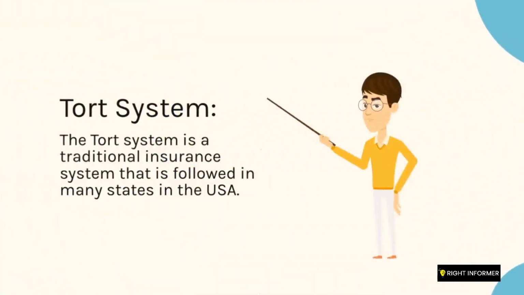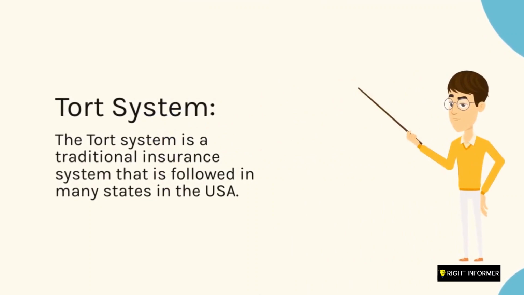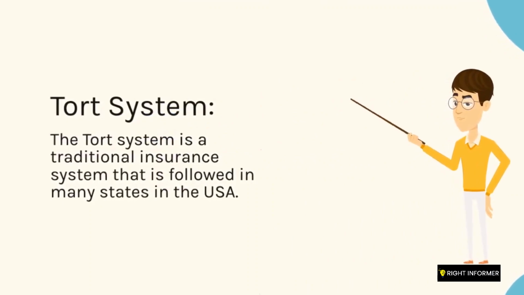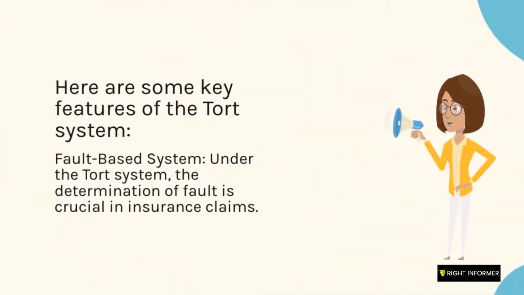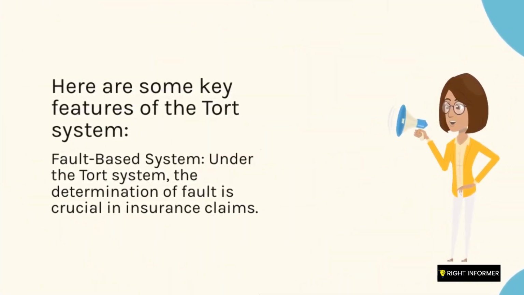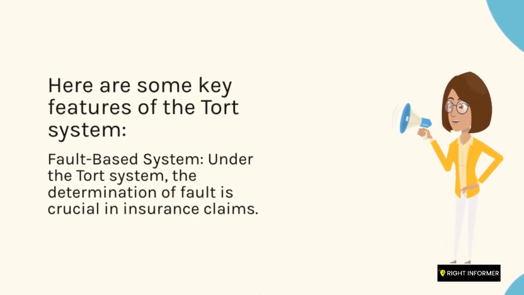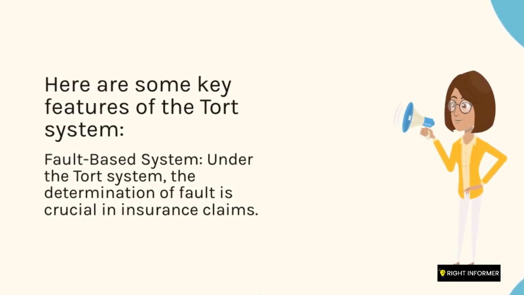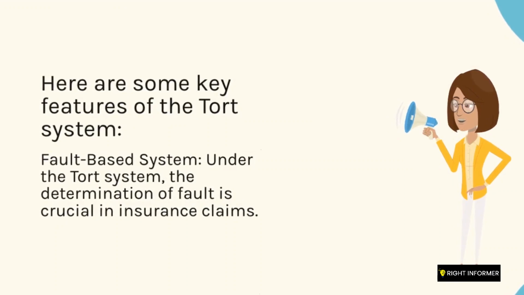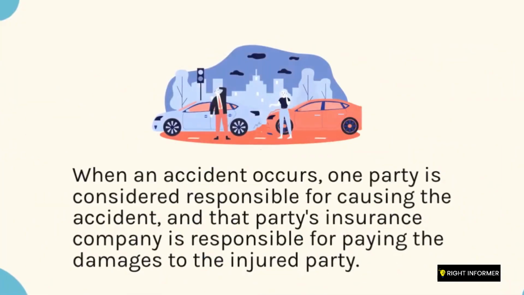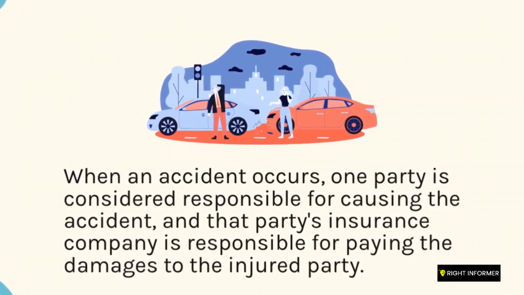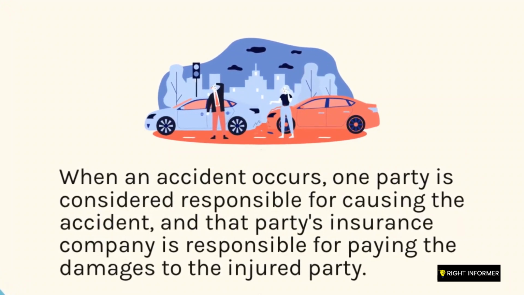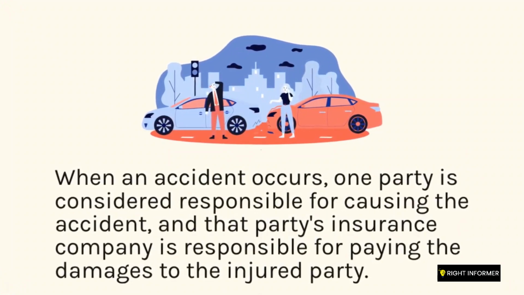Tort system. The tort system is a traditional insurance system that is followed in many states in the USA. Here are some key features of the tort system. Fault-based system. Under the tort system, the determination of fault is crucial in insurance claims. When an accident occurs, one party is considered responsible for causing the accident, and that party's insurance company is responsible for paying the damages to the injured party.